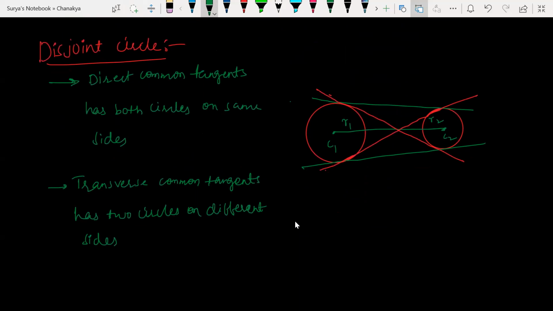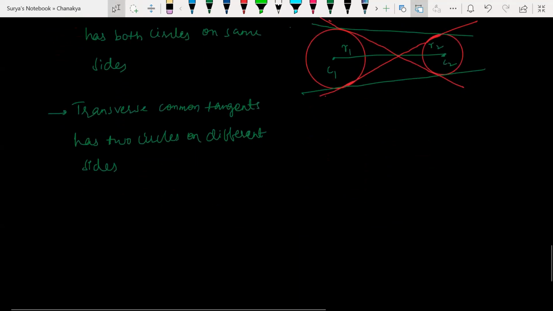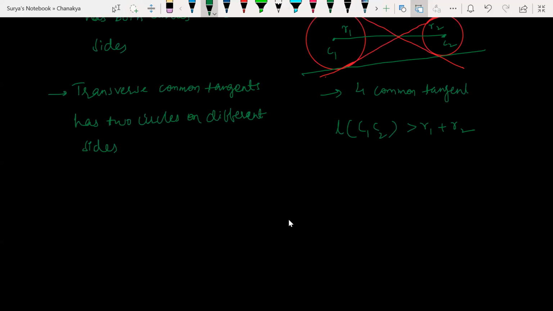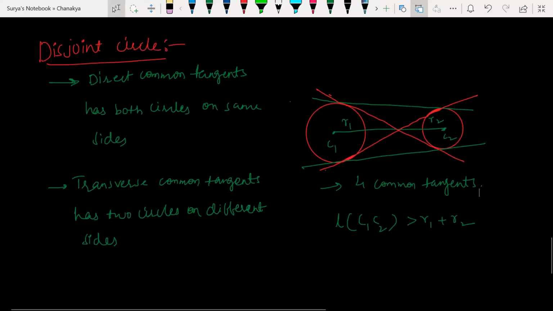How many of you understood this point? Tell me. Here, what can I write? Look at this, everyone. Be careful. The length of C1 C2 is greater than R1 plus R2 here. So total, how many common tangents have here? 4 common tangents. Here I have total 4 common tangents. Okay. Now look at this.